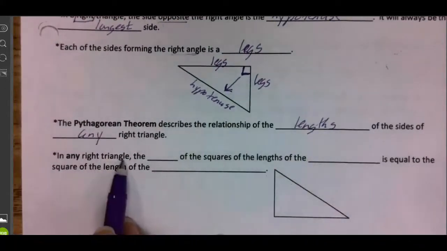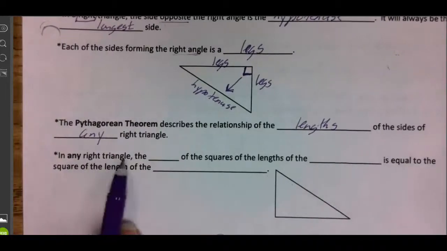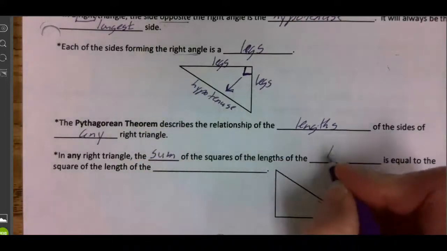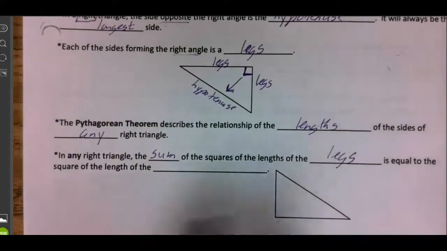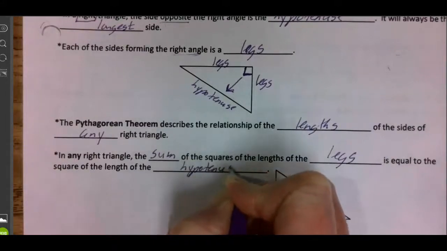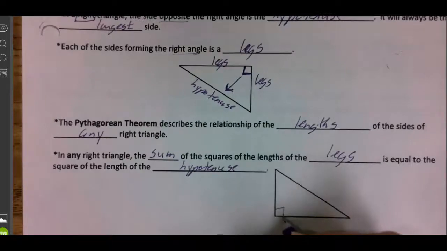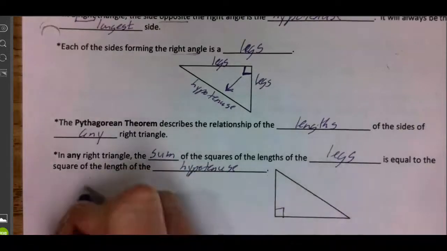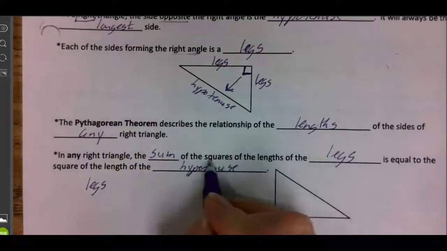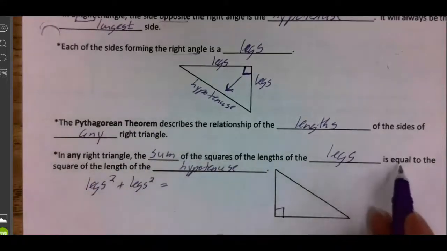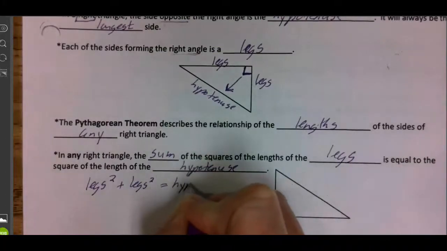So in any right triangle, and of course we always have to go to the mathematical stuff, then I'll show you a little bit more about what you're going to remember. In any right triangle, the sum of the squares of the lengths of the legs is equal to the square of the length of the hypotenuse. Okay, so here's our right triangle. And what this is saying, sum, remember, means add. So we're going to take the legs, but we're going to square each of those legs. And what this is saying is that is equal to the hypotenuse squared.